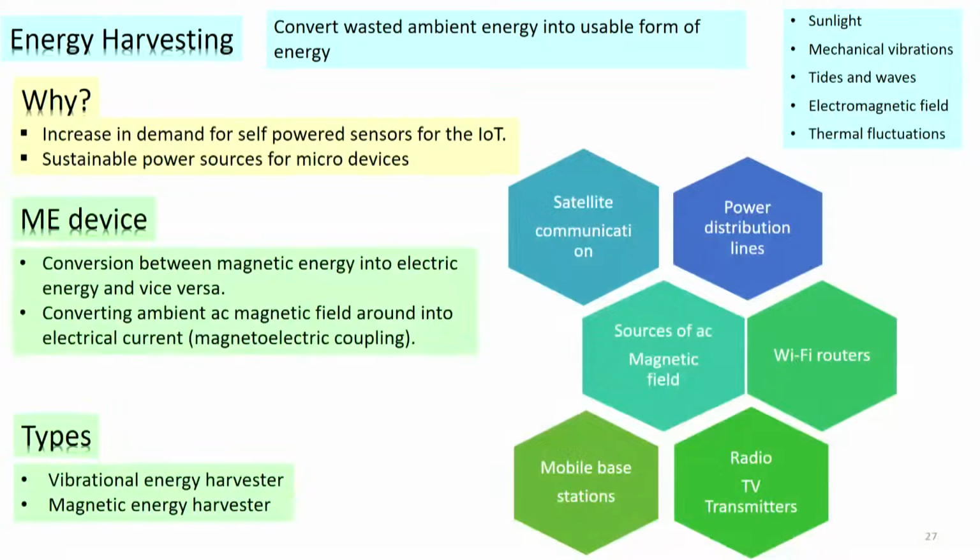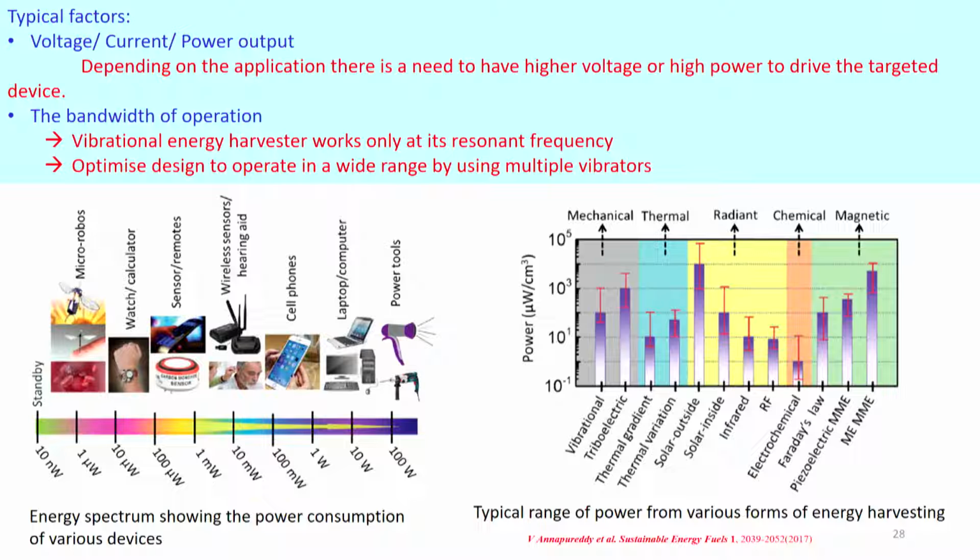Now comes the energy harvesting part. As I mentioned, even though there are several varieties available, we use this magnetic energy, which is available as waste. The application is that you can use it for many purposes, mostly for self-powered devices. Because of time lag, I'll just skip this. It's only general information about what type of sensing you need.